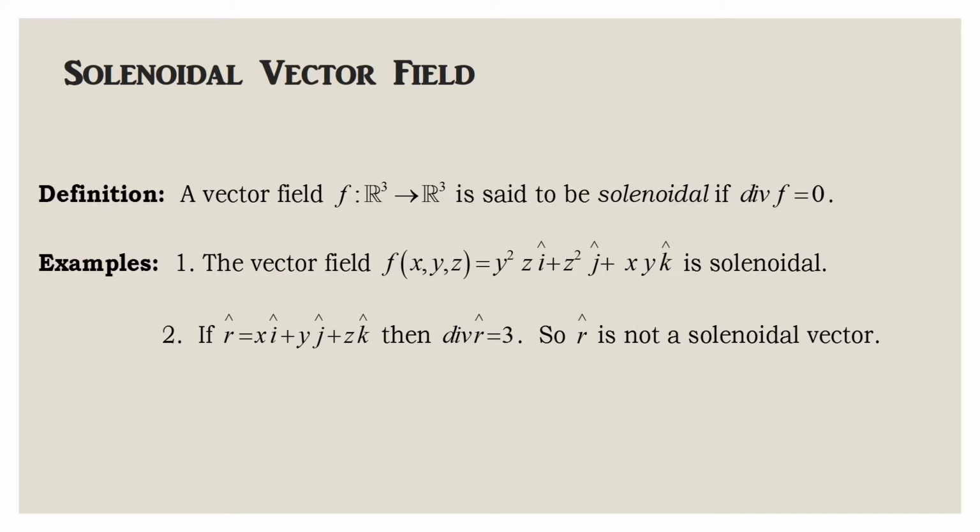If I take our position vector r cap equals x i cap plus y j cap plus z k cap, we have seen already its divergence is div r cap equals 3. That means div r cap is not equal to 0. So this position vector r cap is not a solenoidal vector. Solenoidal means it looks like an electrical coil. So a vector field is said to be a solenoidal vector field if its divergence is 0.